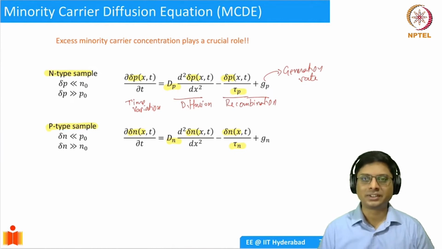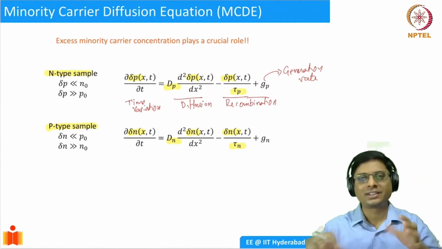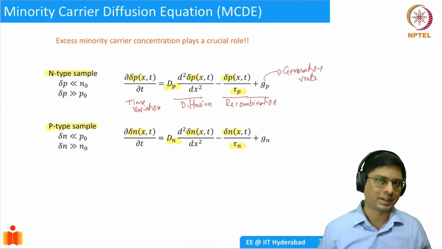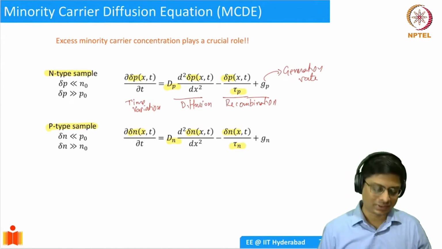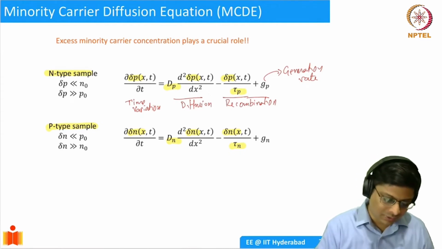In real devices, you are definitely going to have introduction of minority carriers, and then there will be some field also applied. So the diffusion process is going to be accelerated sometimes, so you have to see that as well. Anyway, I also want to point out one specific case.